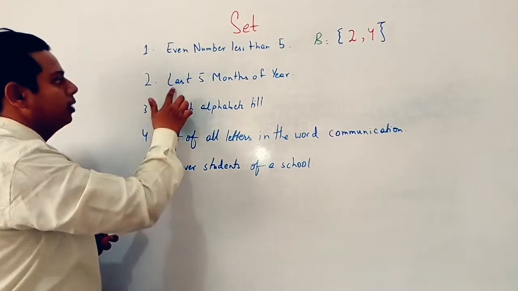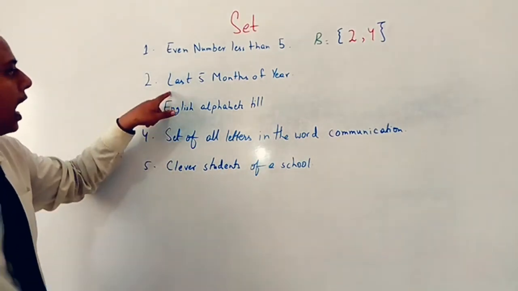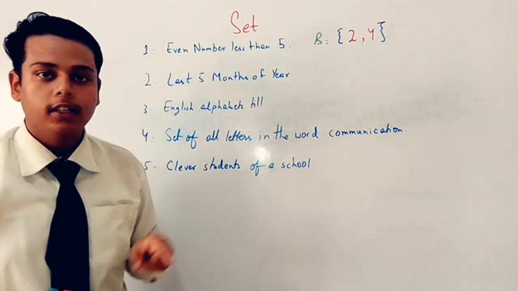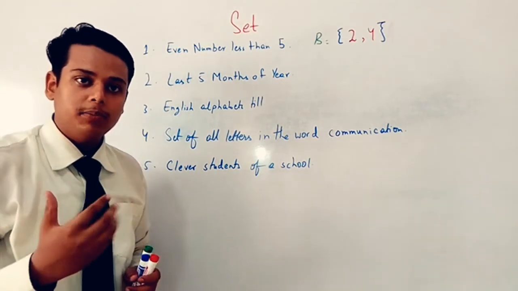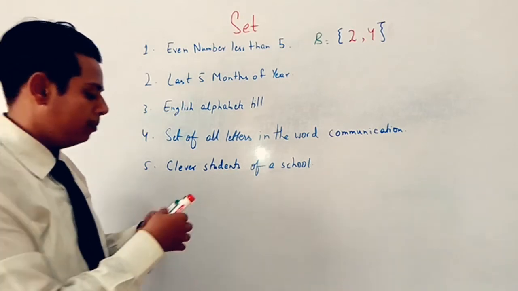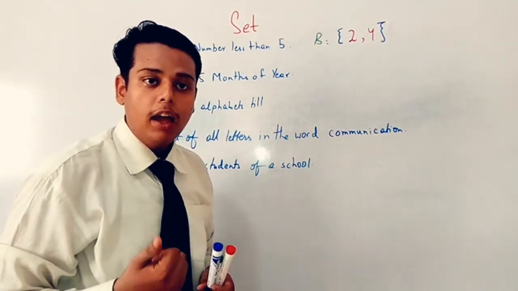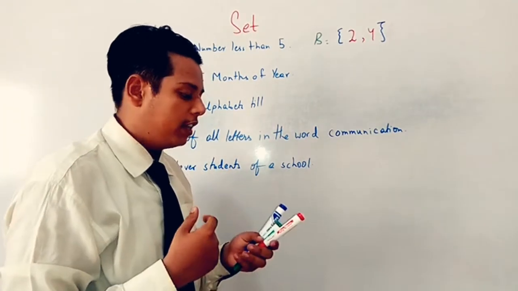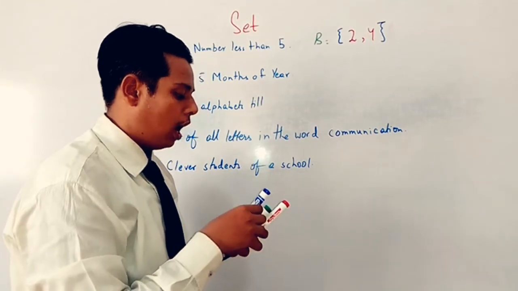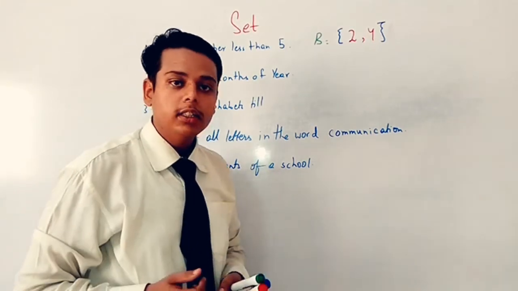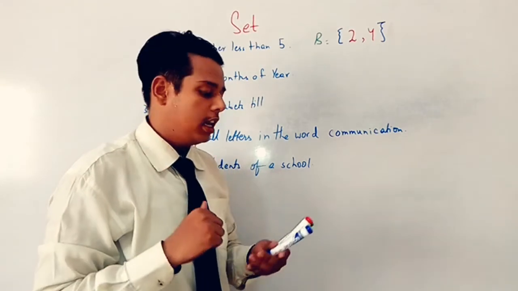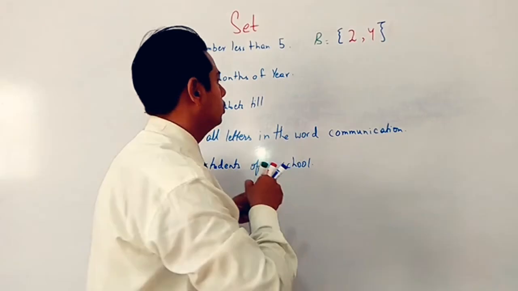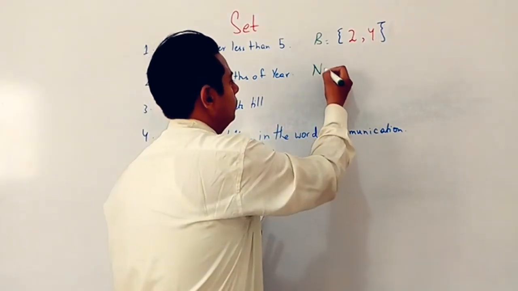Now come to the second one. What is given over there? Last 5 months of year, means साल के आखिरी 5 महीनों के नाम. So what will it be? First of all, I have to give the name of that set. I will denote the set with a capital alphabet, so I am using N over there.